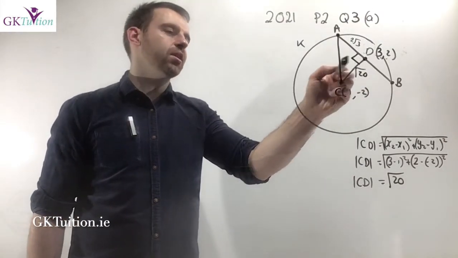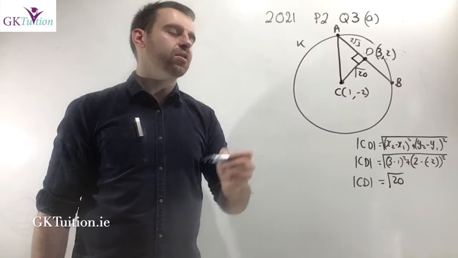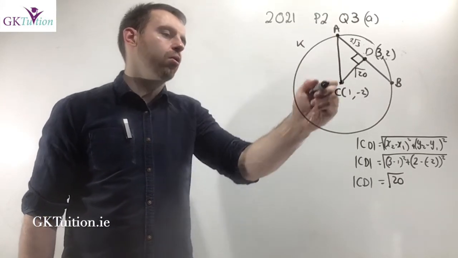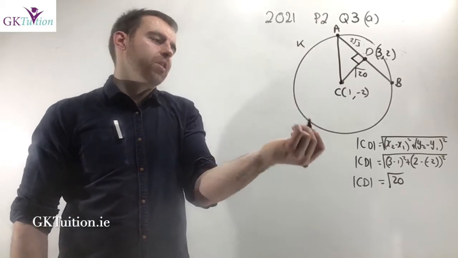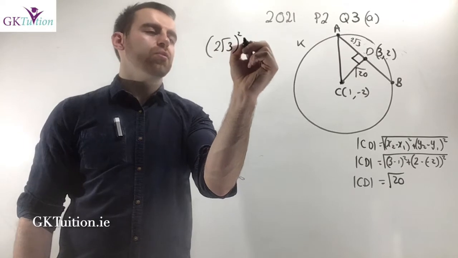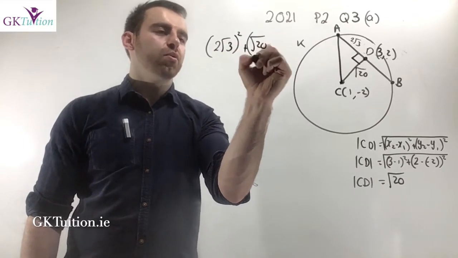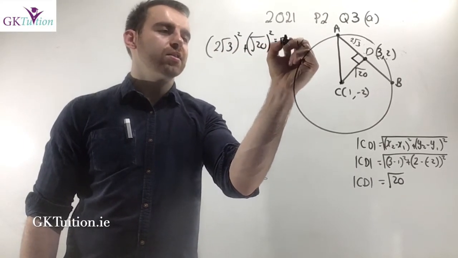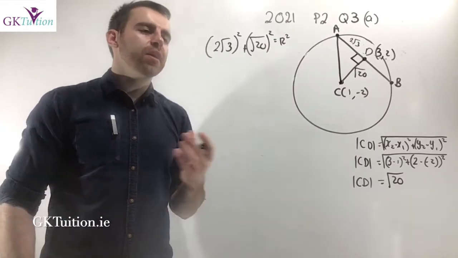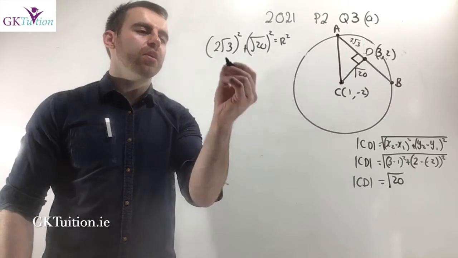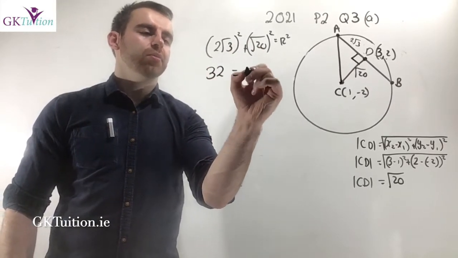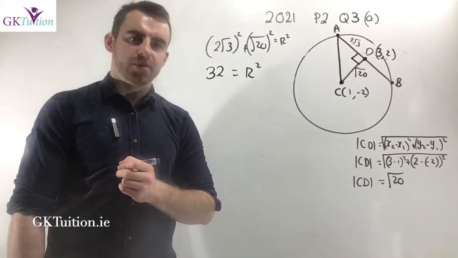So if C to D is root 20 and D to A is 2 root 3, I can use Pythagoras' theorem and I'll find the hypotenuse, or in other words, the radius of the circle. It's very straightforward here. If we use Pythagoras' theorem, it's (2 root 3) squared plus (root 20) squared, which will be equal to the radius of our circle squared, where the radius refers to AC. Now if you plug the left hand side into your calculator, (2 root 3) squared plus (root 20) squared gives me 32. So I end up with the radius squared is equal to 32.